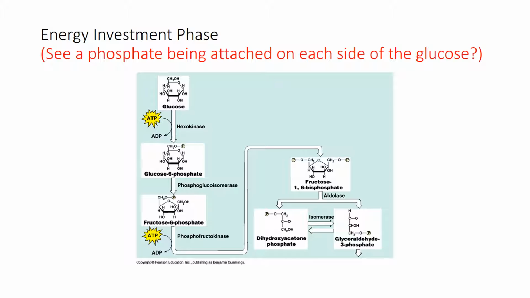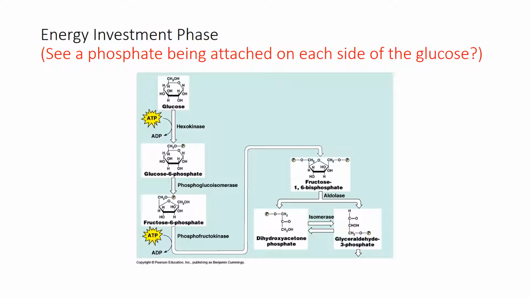It does not require a complex cell or other types of organelles or anything of that nature. So glycolysis occurs in two major steps. The first one is the energy investment phase. And what we mean here is that we have to add energy in the form of ATP to glucose.